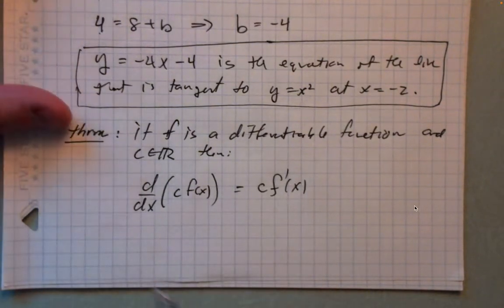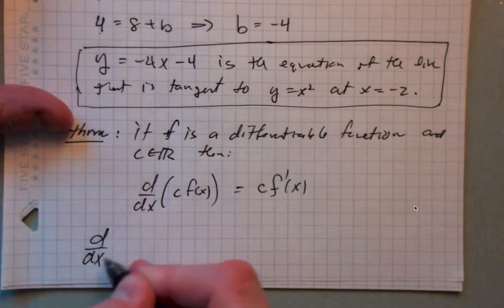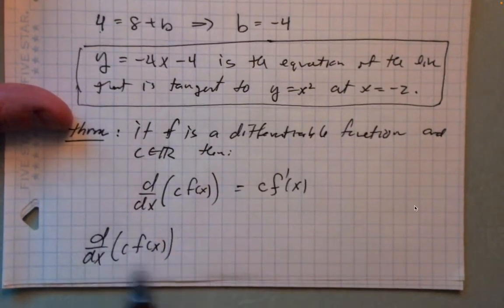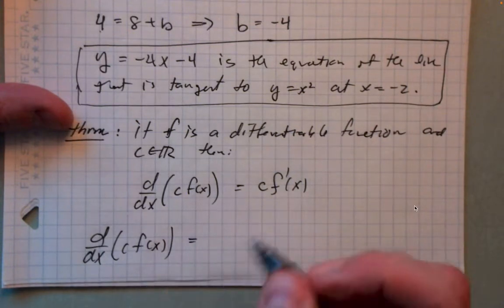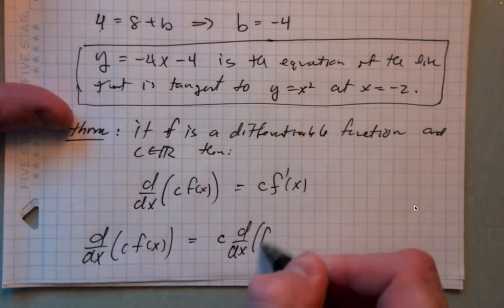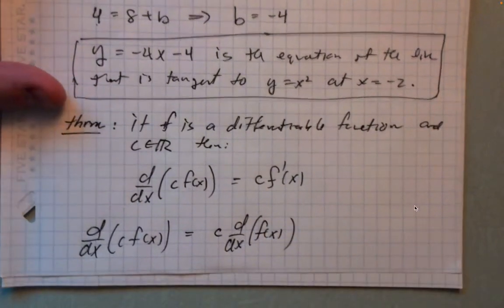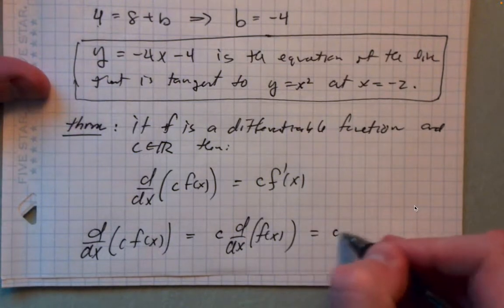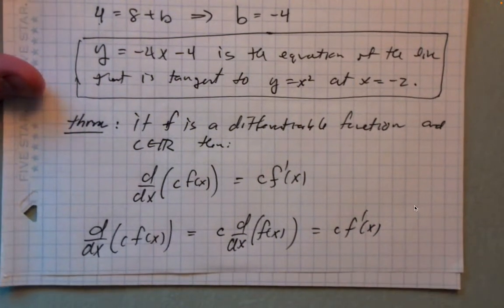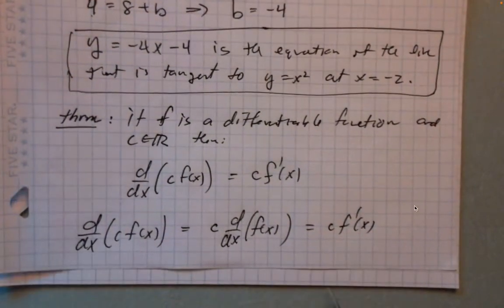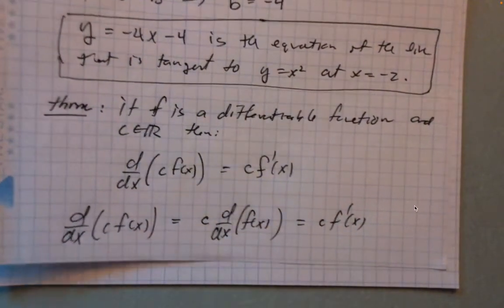So basically what you can kind of think of this as, and what people generally think of it as, is the following. If you start with something like this, then it's fine for me to pull the constant out and differentiate just the function. Okay. So that's the idea behind this theorem. Okay, let's go ahead and prove this one.